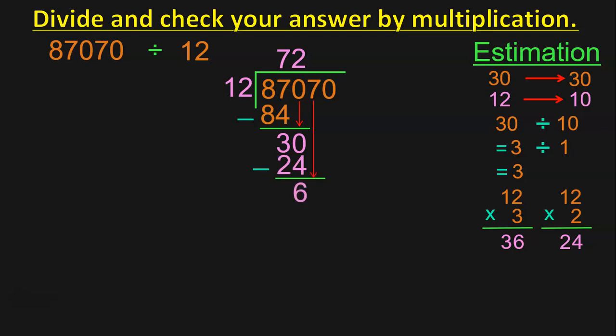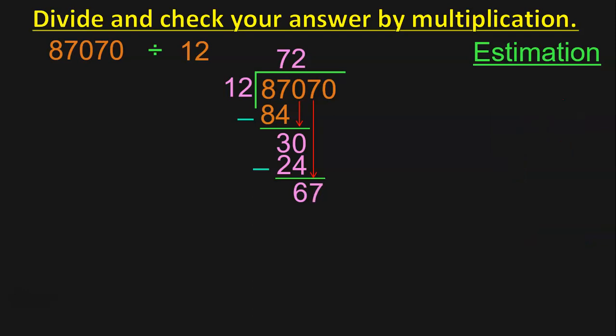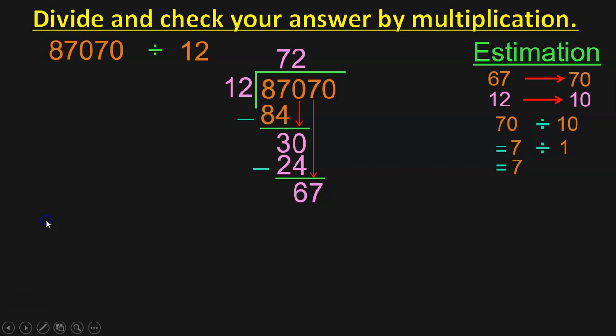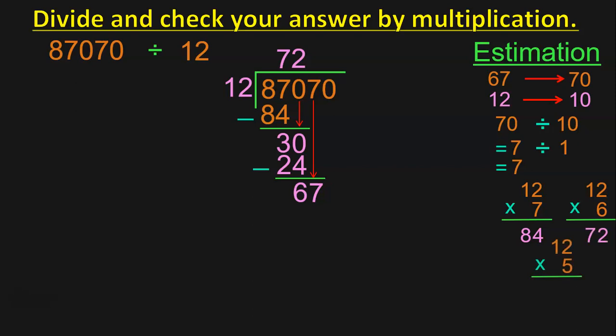Take and write down the next digit near the remainder. So we'll have to divide 67 divided by 12 now. 67 rounding off to the nearest tens is 70. 12 rounding off to the nearest 10 is 10. So 70 divided by 10 will give you 7. So 12 into 7 is 84, which is bigger than 67. So 12 sixes are 72. Even that is bigger than 67. So let us go with 12 fives are 60. So 5 is the quotient and the remainder will be 7.